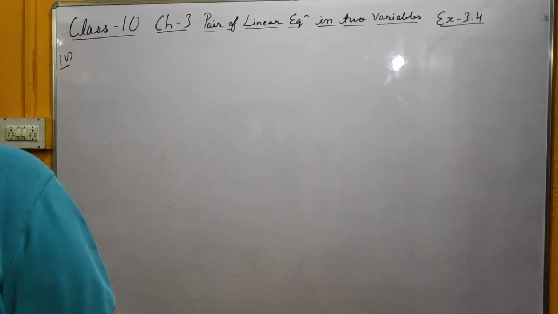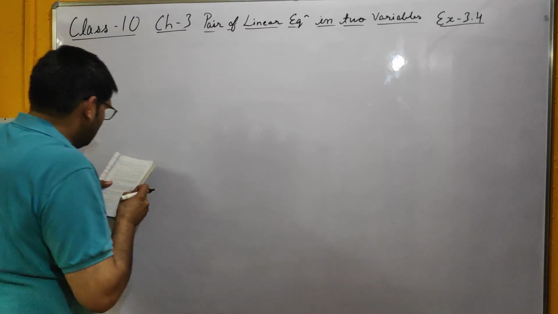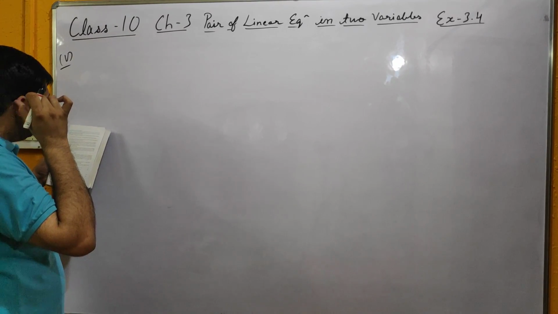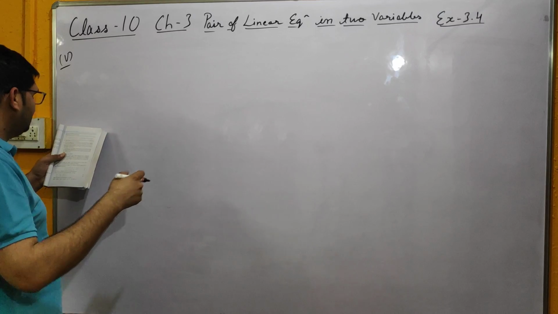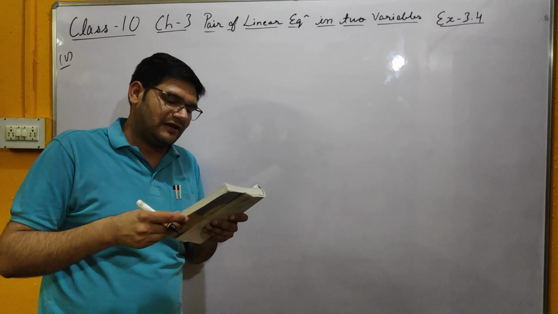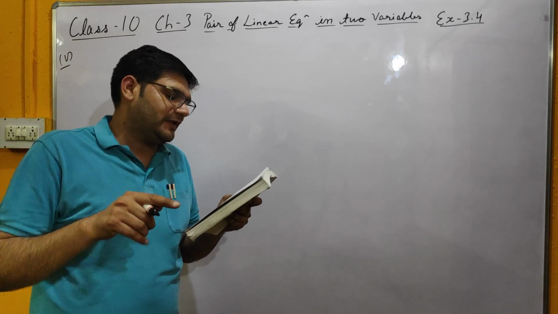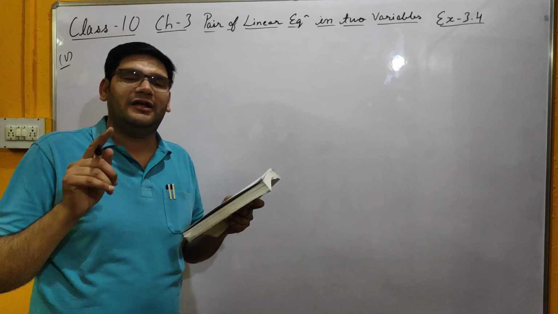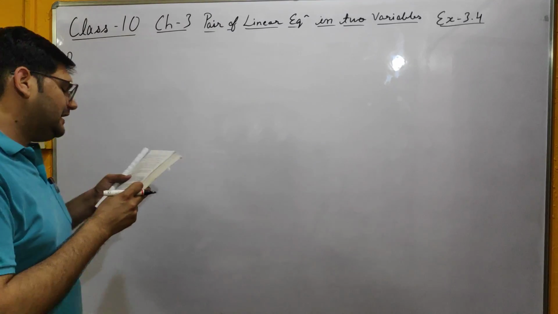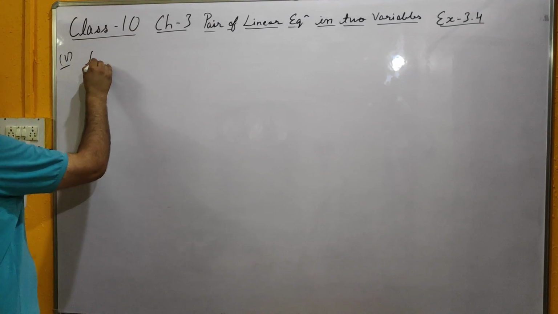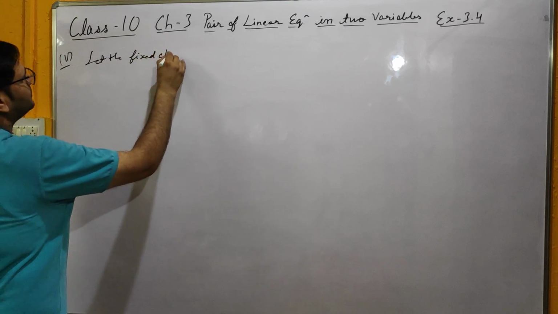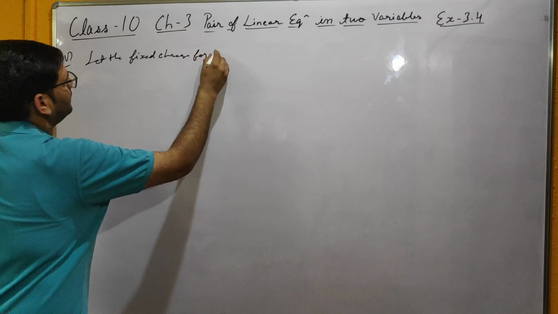Fifth part and a very important question. A lending library has a fixed charge for 3 days and an additional charge for each day thereafter. Sarita paid rupees 27 for a book she kept for 7 days, while Susie paid rupees 21 for the book she kept for 5 days. Find the fixed charge and the charge for each extra day.